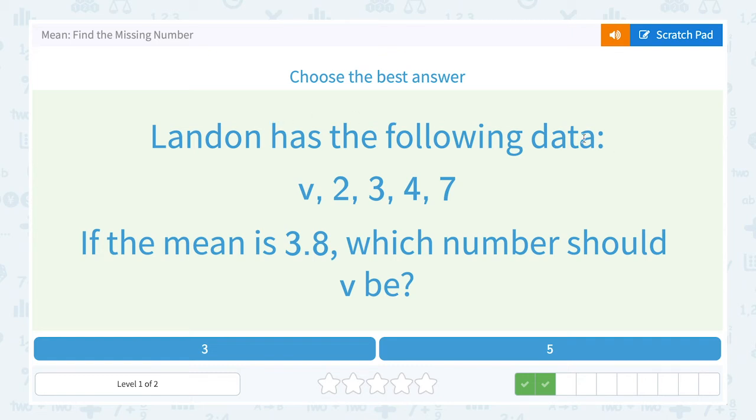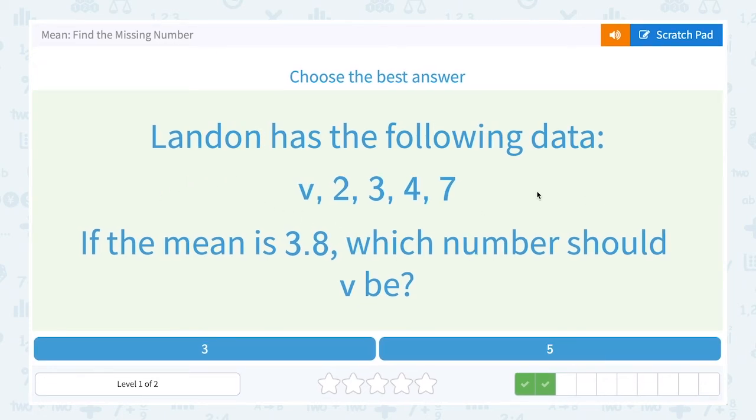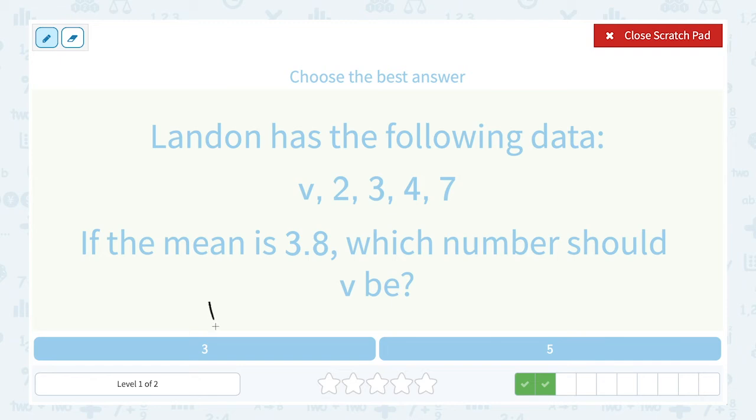Landon has the following data: V, 2, 3, 4, and 7. If the mean is 3.8, which number should V be? Okay, so we're going to take a look at our data, and I'm going to start with 3, because if I wanted to average 3.8, I see I already have a few numbers bigger, so maybe something a little smaller than 3.8 should be in the mix here. So let's try 3 and see if that works.